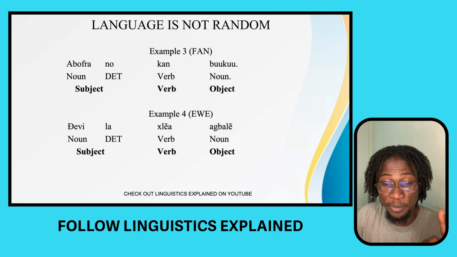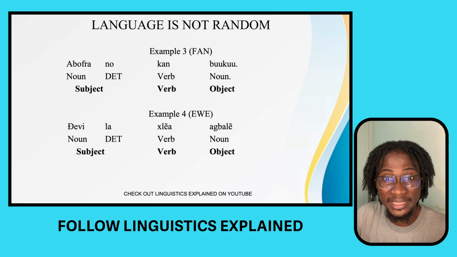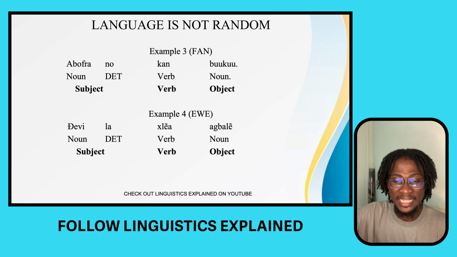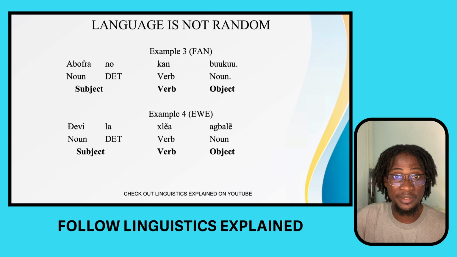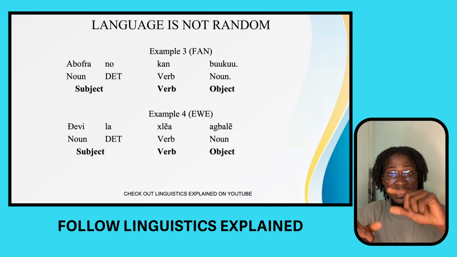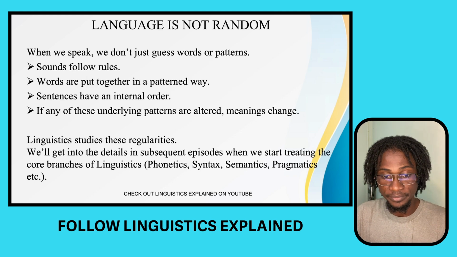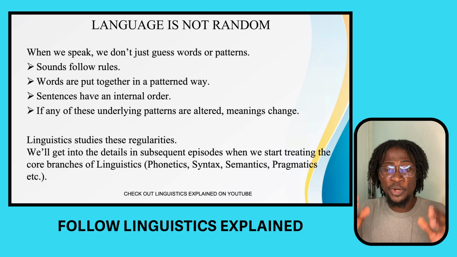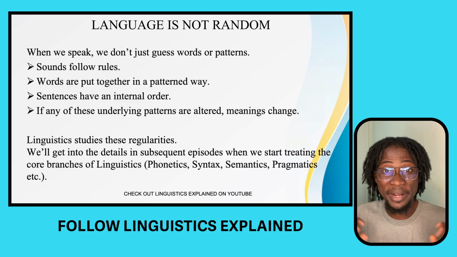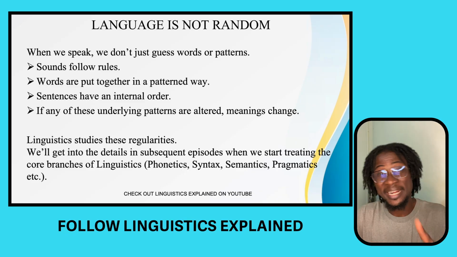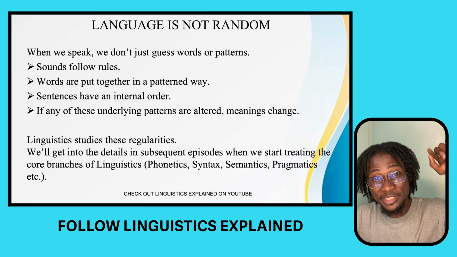Language is not random. It follows a particular pattern. And the same thing happens in every example that we have down there. The determiner position is changed, just as in Akan. So when we speak, we don't just guess the words or the patterns. Other than that, remember the example I gave you: the child is grown, or the boy is grown.